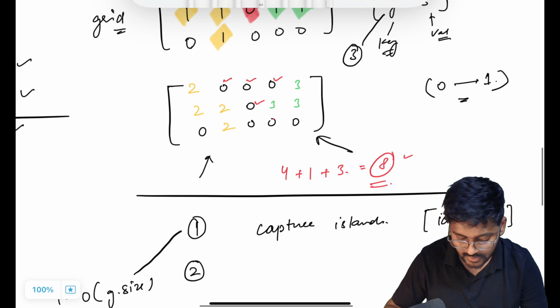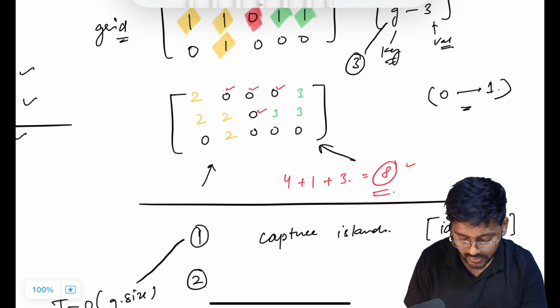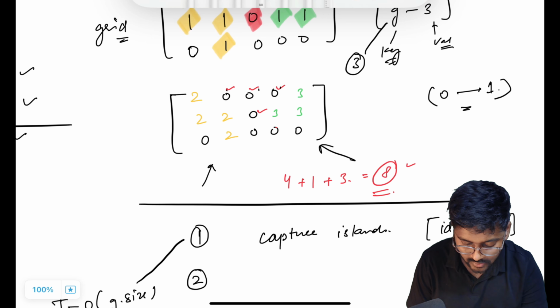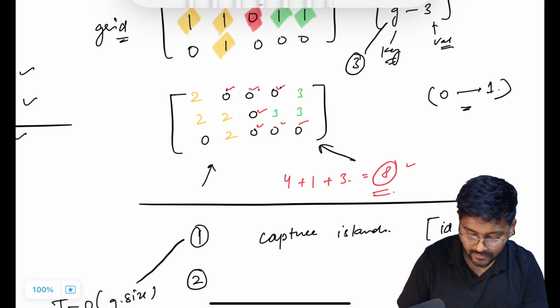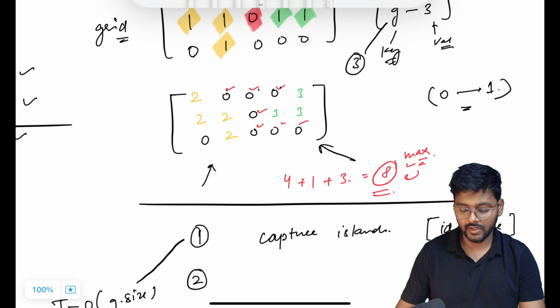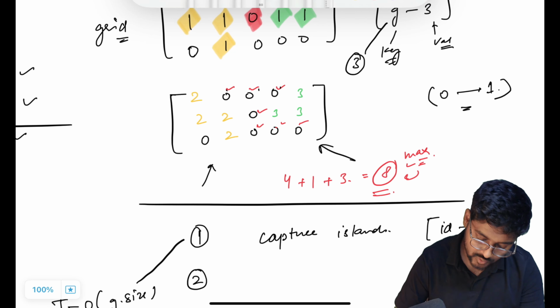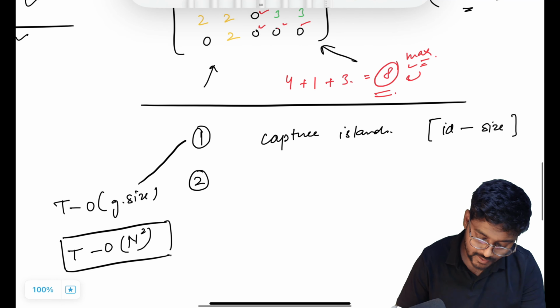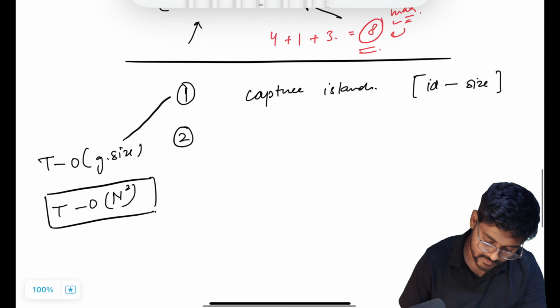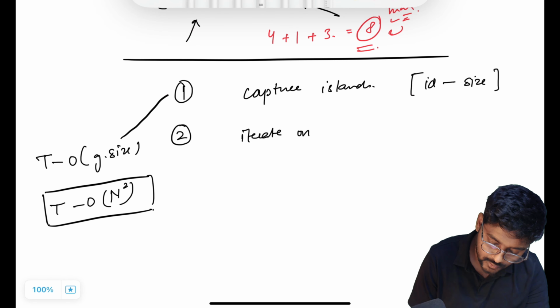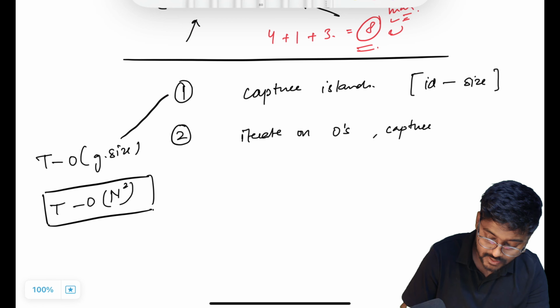And now what you have to do is iterate over every zero. See, in this case, first zero, second, third, fourth I'm coming to, and then I will process the others as well. Whatever is the maximum, I already know the maximum, so I'm just going to capture that. So I'm going to iterate over it again, iterate on all zeros, and then capture the maximum island size.